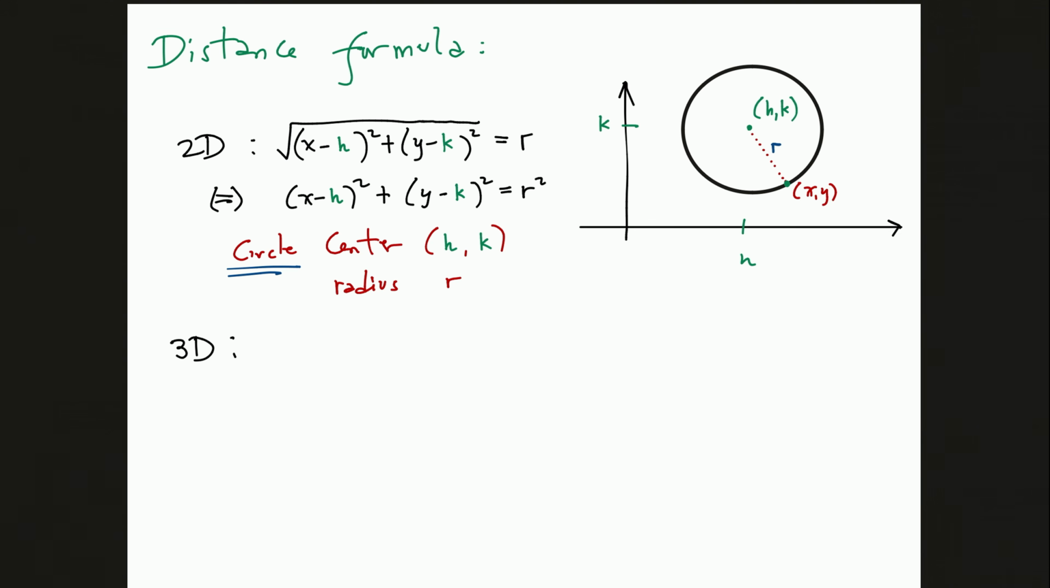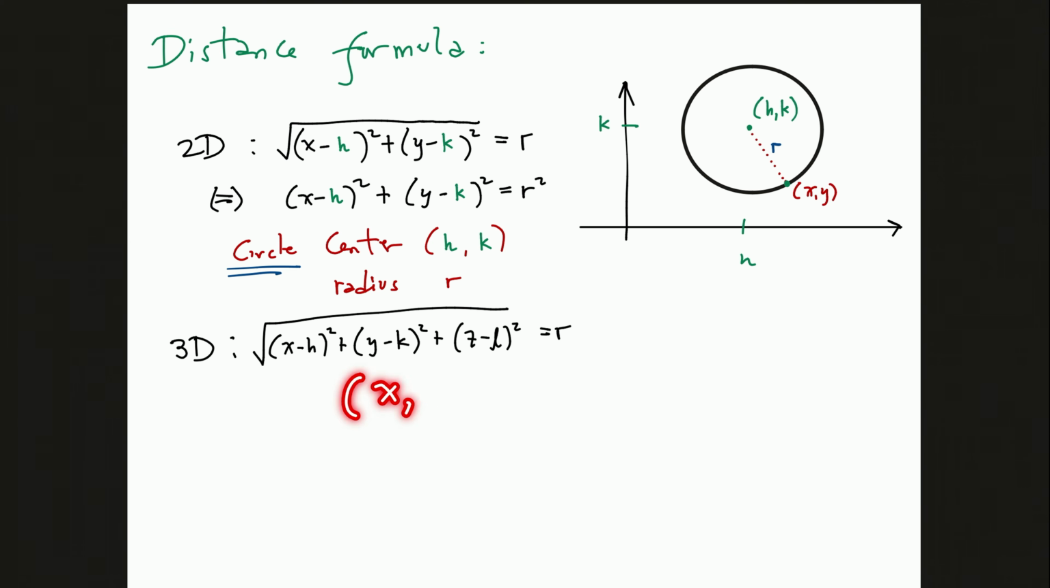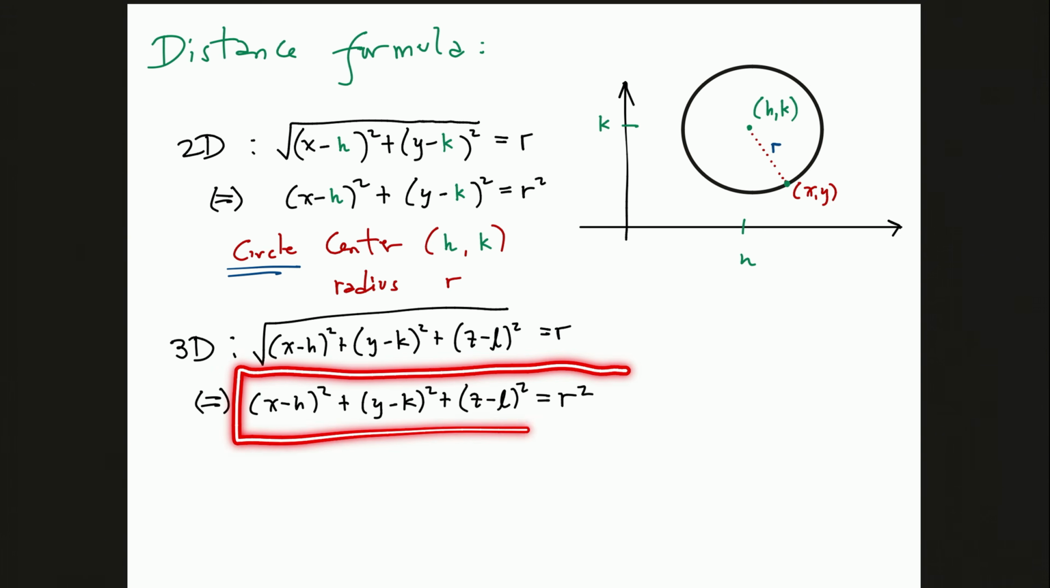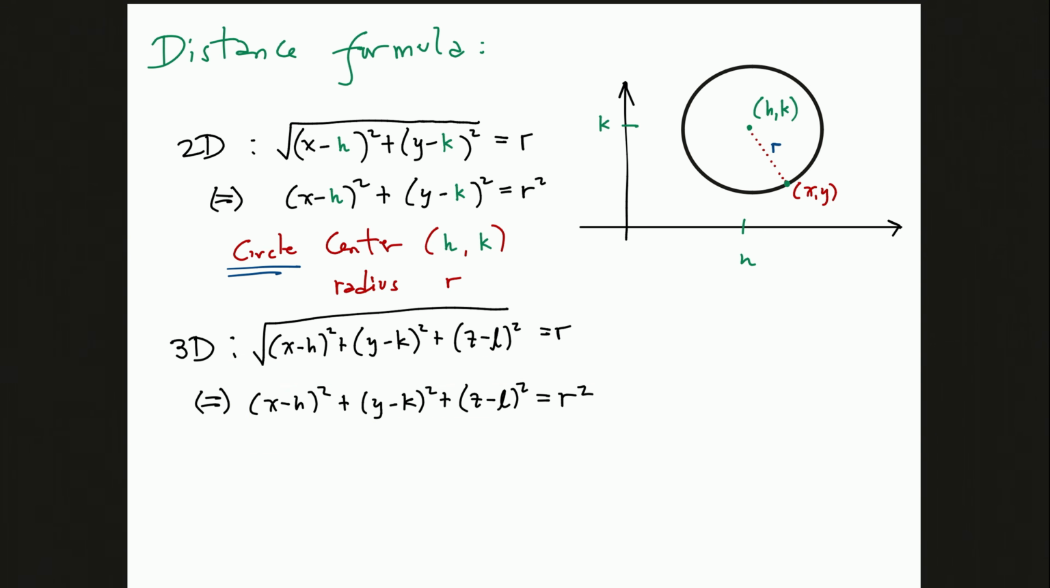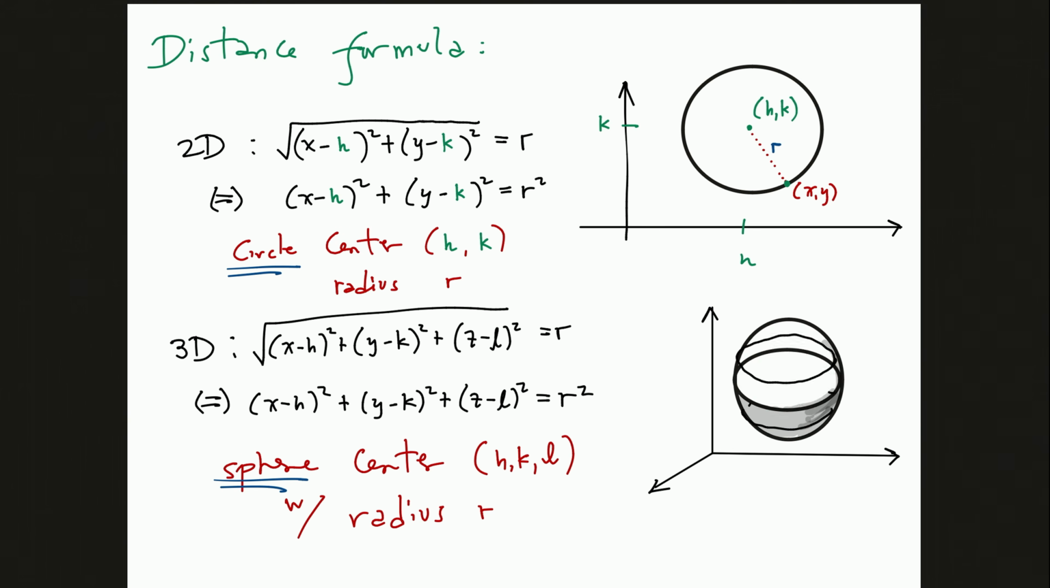The formula for the distance between 2 points in 3D is given by this. You are looking at the distance between (x, y, z) and the point (h, k, l). Squaring both sides, you will obtain an equation of a sphere. This is a sphere with center (h, k, l) and radius r. If you graph this one, you will have something like this.